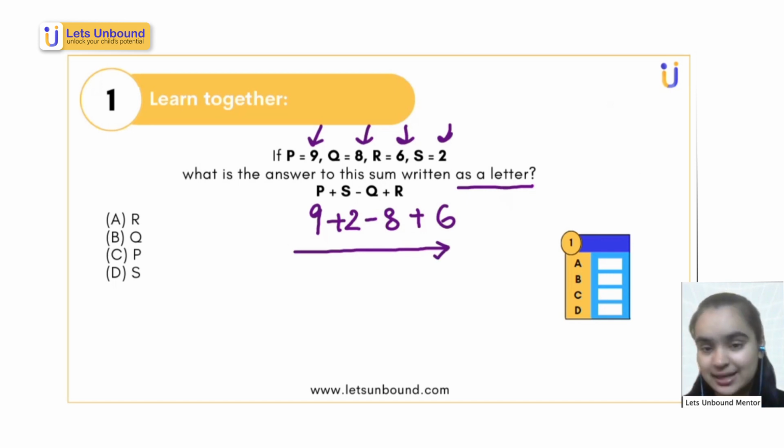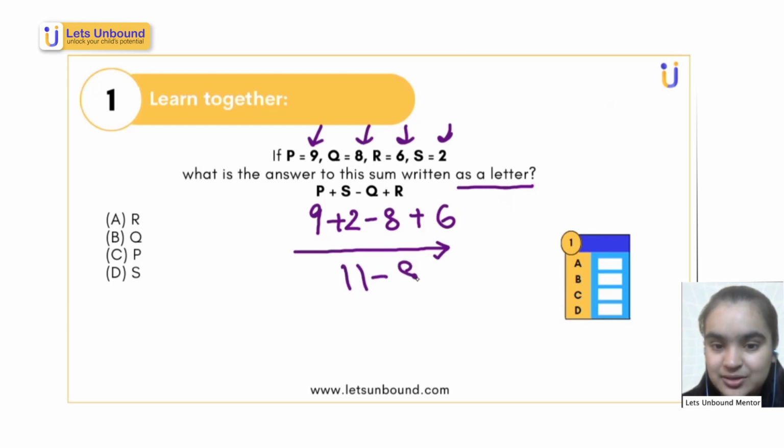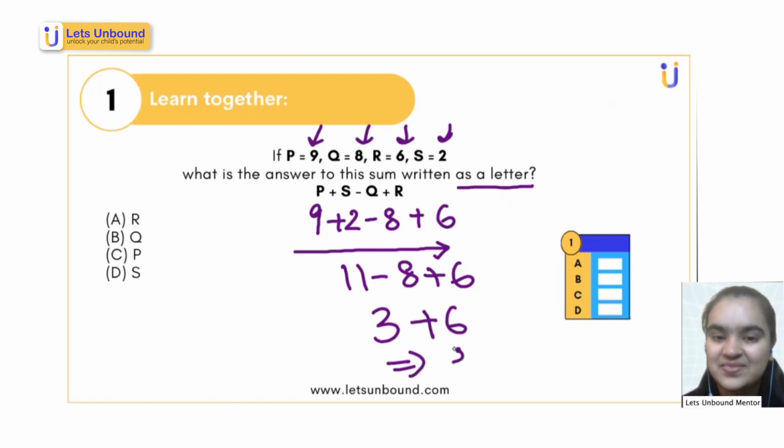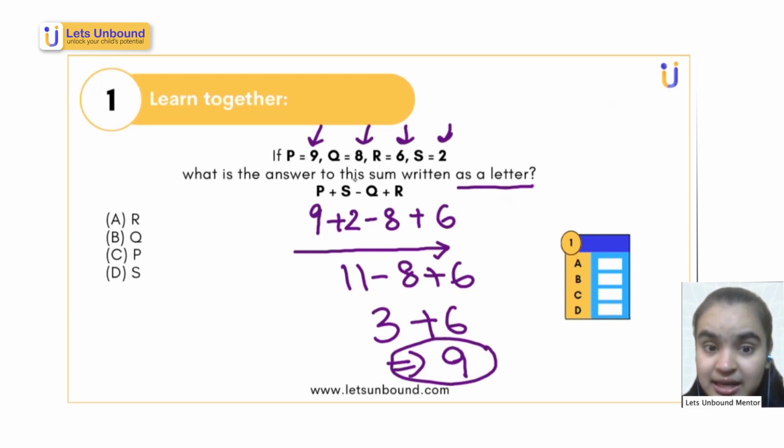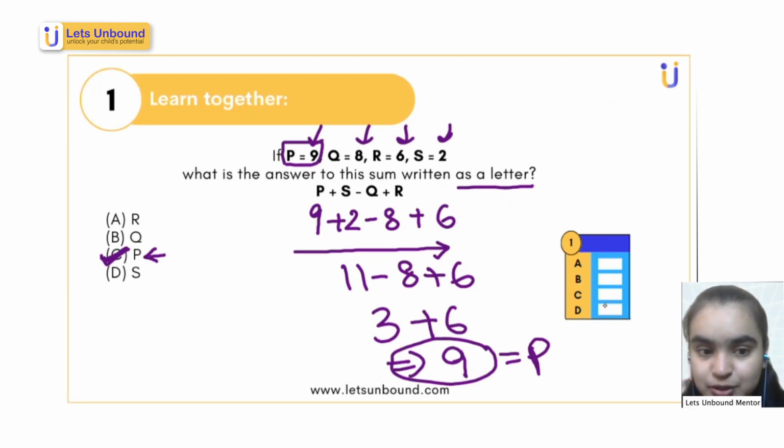9 plus 2 is 11. So our expression will look like this. Now 11 minus 8 is 3 and 3 plus 6 is going to be number 9. And number 9 is actually letter P, correct? So our correct option will be option C, which actually says P. And in our answer sheets, we are going to mark option C in a very neat horizontal line like this. And we are done with this question.